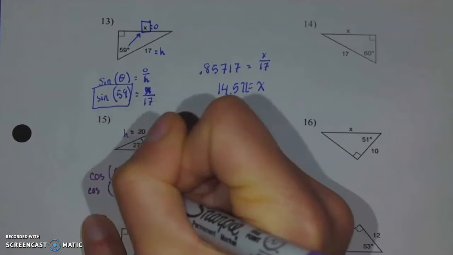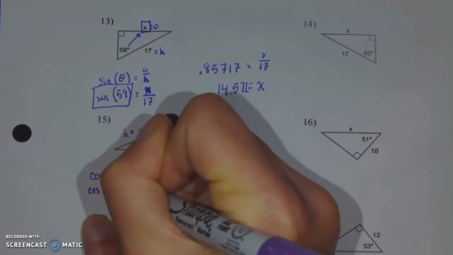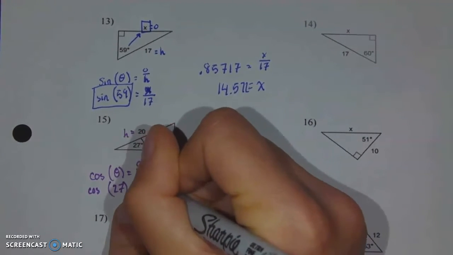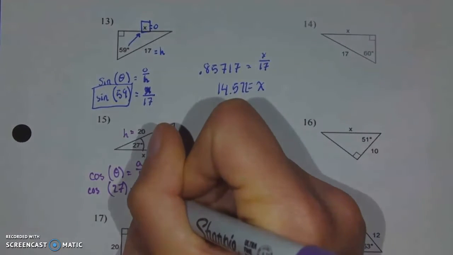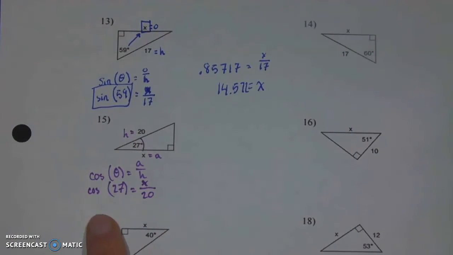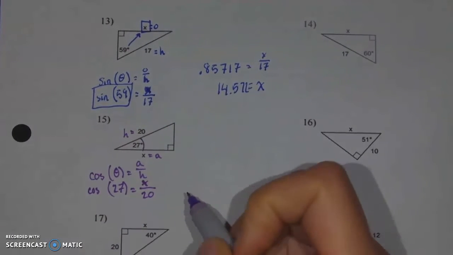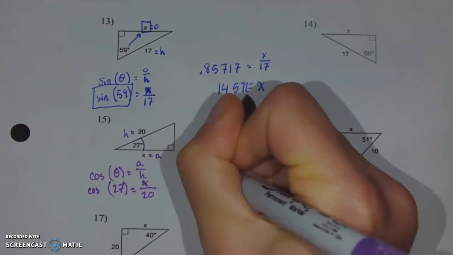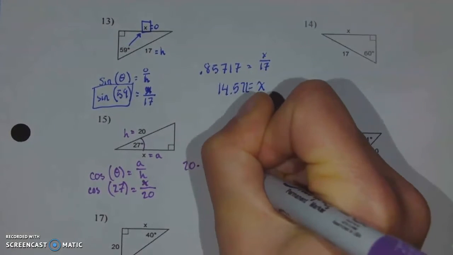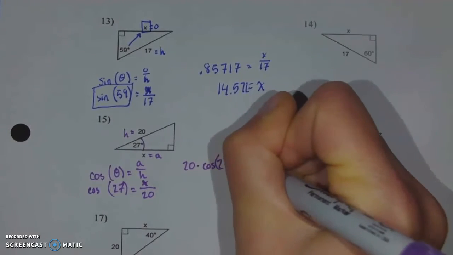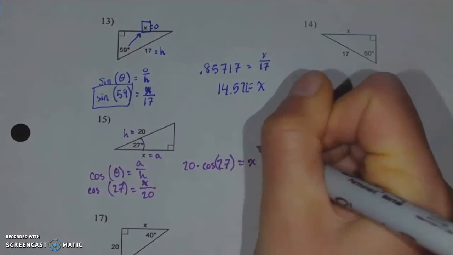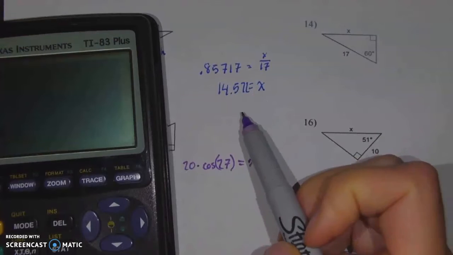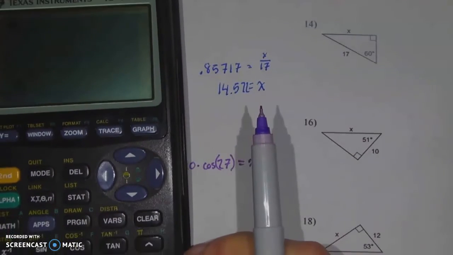Cosine of my theta, or 27 degrees, is equal to adjacent, my unknown thing, divided by my hypotenuse, or 20. Here, if I want x by itself, I can multiply both sides by 20. So I have 20 times the cosine of 27. Now, I could have found the cosine of 27 first, but it's kind of nice to just be able to type that whole thing into my calculator rather than end up with this messy decimal. So I'm going to do that.